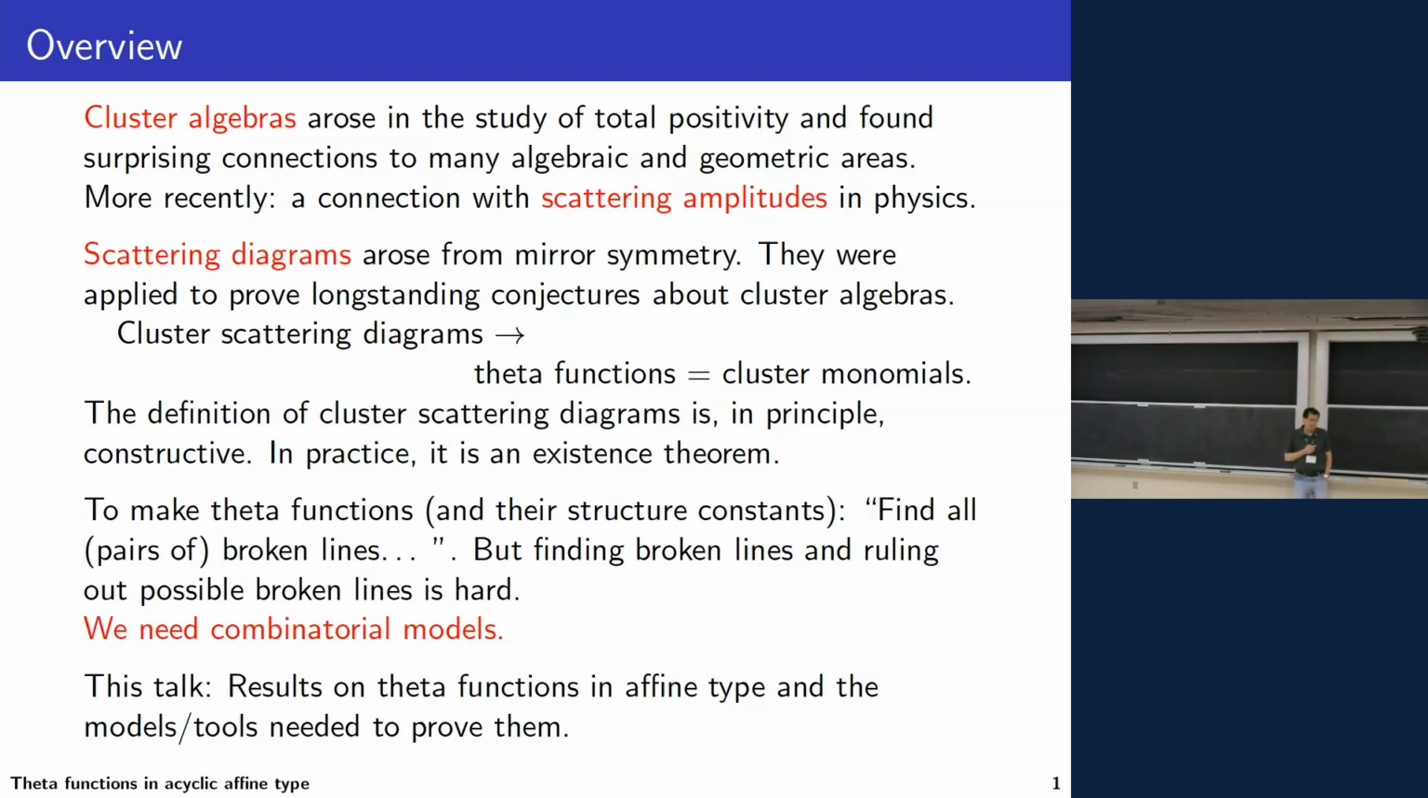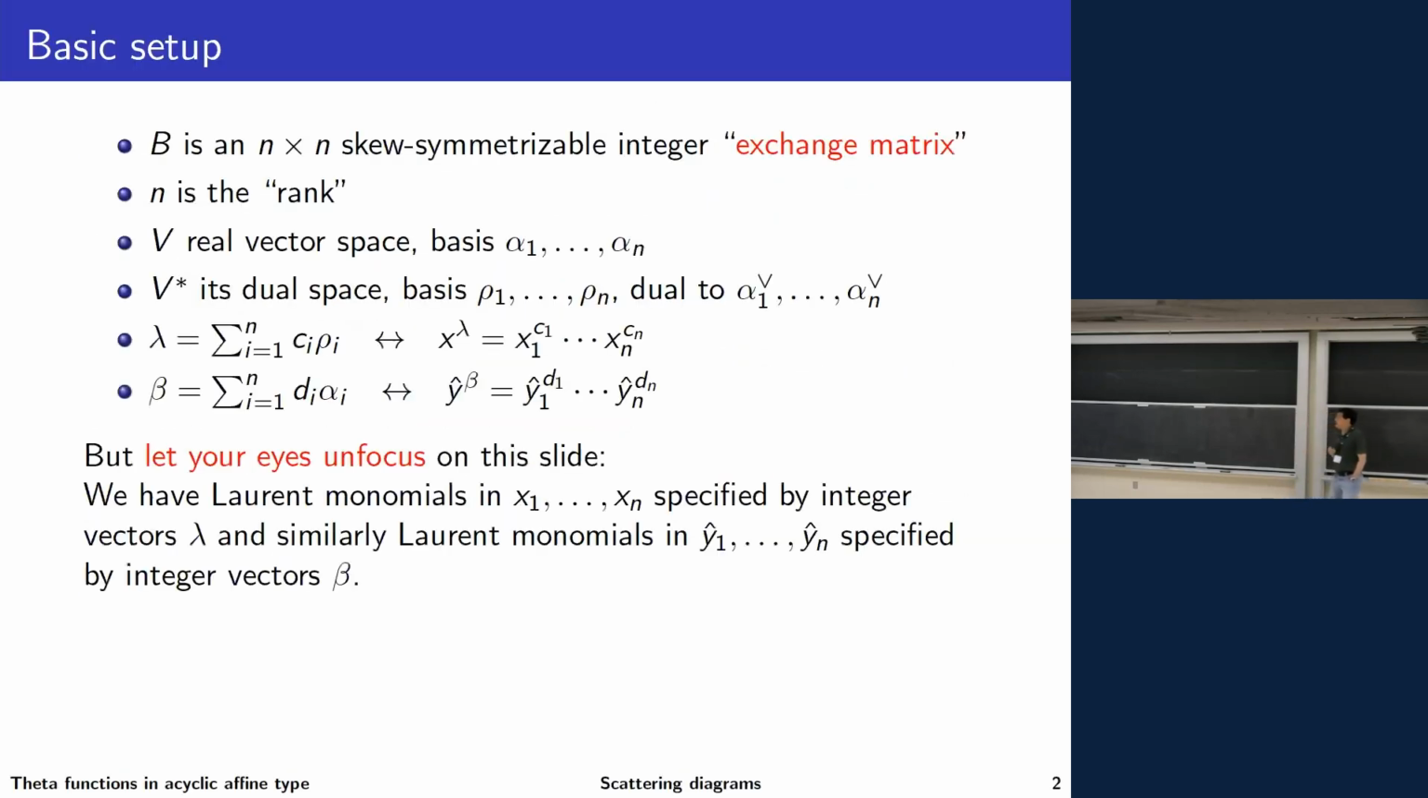When Salvatore Stella and I were working on some of the very earliest aspects of this about 10 years ago, the GHKK paper came out on the scattering diagram stuff, and Salvatore said, I think they've closed the field because they proved a lot of things that people have been thinking of. But in fact, they opened the field because combinatorial models were needed. So that's one of the things I've been thinking about a lot. In this talk, I'll talk about results on theta functions in affine type and some of the models and tools needed to prove them. Okay, so quickly, scattering diagrams.